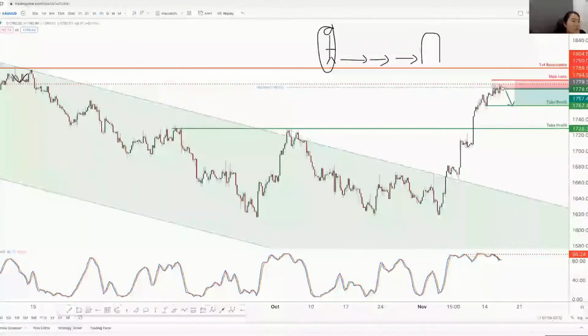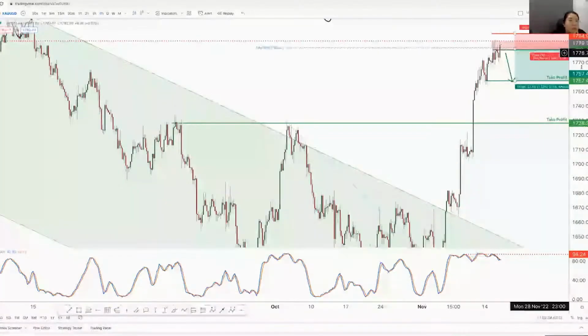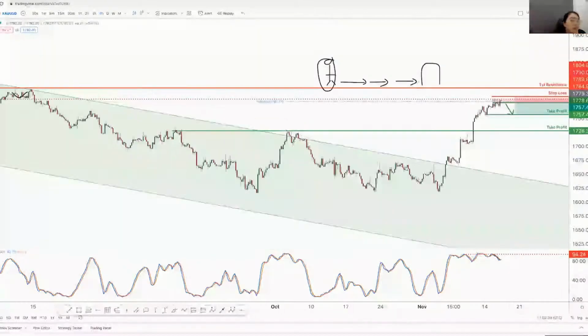Okay, look, the traditional Japanese candlesticks is showing bullishness, but Tenkan Aishi was showing bearishness.